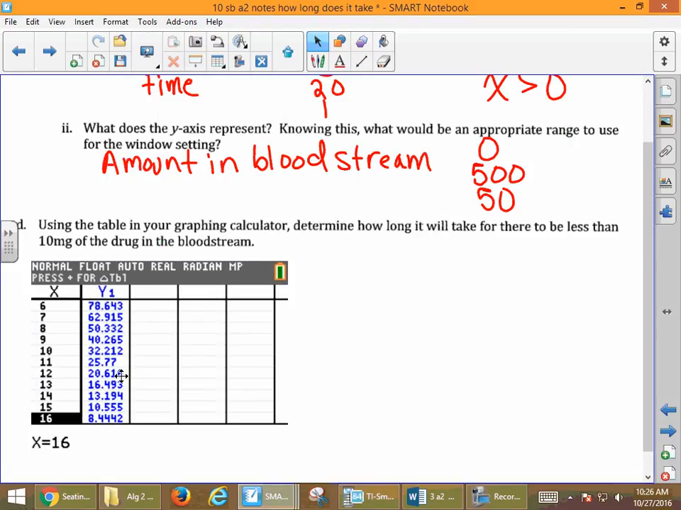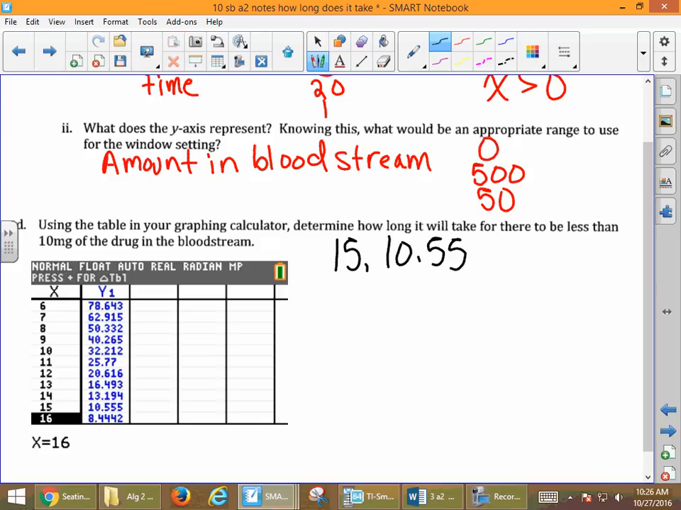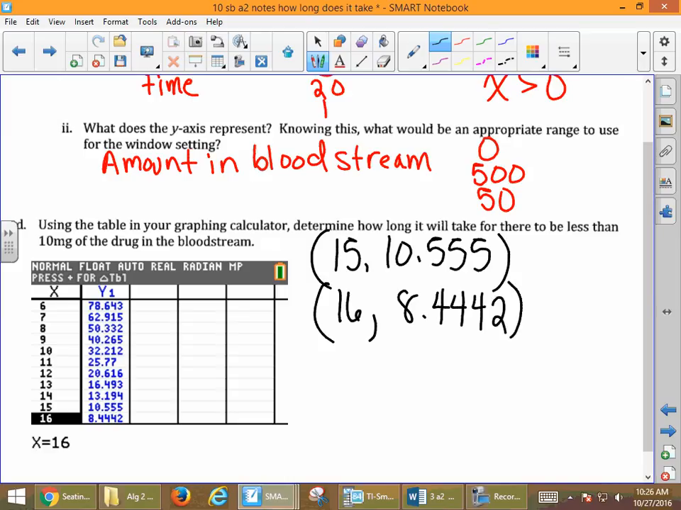So when we look at this, again, what happens is at hour 15, we have 10.555 milligrams in our blood system. And at hour 16, we have less. We have 8.444. So it says, how long will it take for there to be less than 10 milligrams in there? 16 hours.